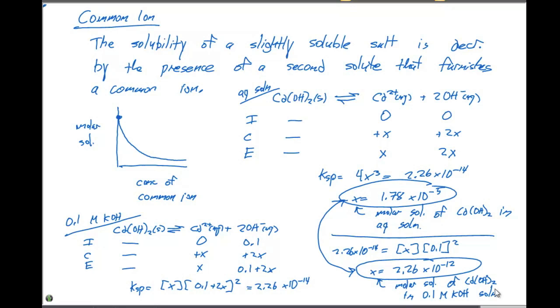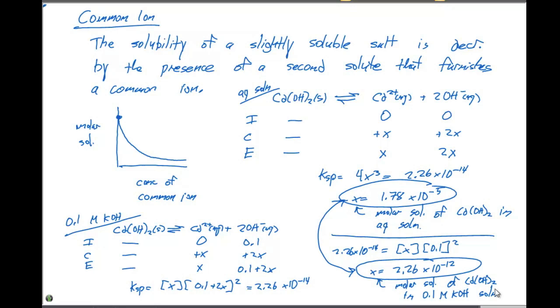Just as a caution, you can go back and check. Here we have x being 2.26 times 10 to the minus 12. 0.1 plus 2 times that is still going to be 0.1. I mean, there's still 11 zeros between those two numbers. All right? So we're not as picky in this course as we were before about the approximations because these k values are so small.